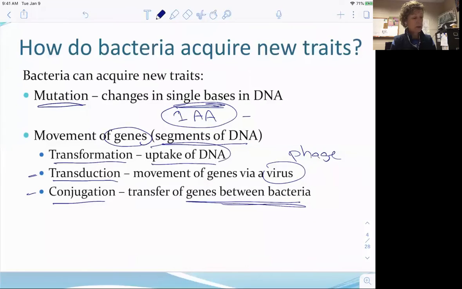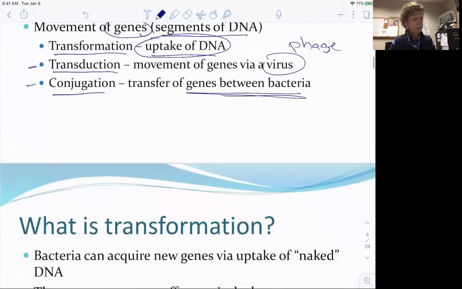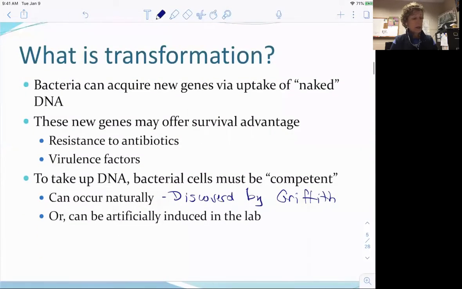But transformation is interesting because it's literally DNA that's coming from the surroundings. And where can that happen? Well, maybe bacteria died in the surrounding area, and then that DNA crosses the cell wall and cell membrane and actually gets into the bacteria. So transformation was discovered by Frederick Griffith. There's a little bit of a discussion of that in your chapter, in chapter 5. So we'll just talk about what we do in the laboratory. We know that we can get bacteria to take up this naked DNA, and they have to be what we call competent to do that. So we have to basically permeabilize the membrane and wall so they can take that up.